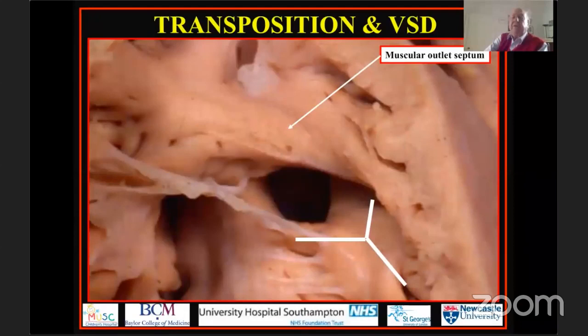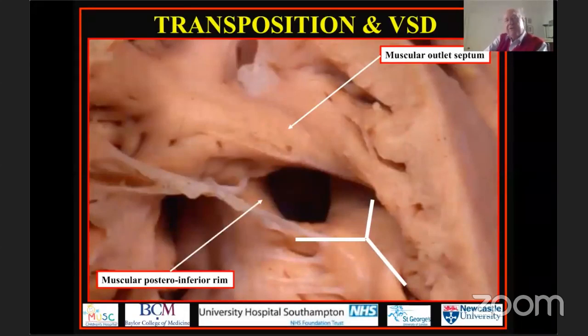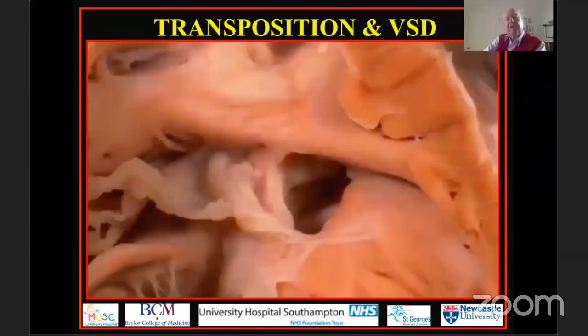But there's also variation in the phenotype of the interventricular communication. So here you see there is a muscle bar posterior inferiorly made by fusion between the caudal limb of the septal band and the inner heart curvature, the ventriculo-infundibular fold. And when present, that muscular rim will protect the atrioventricular conduction axis.